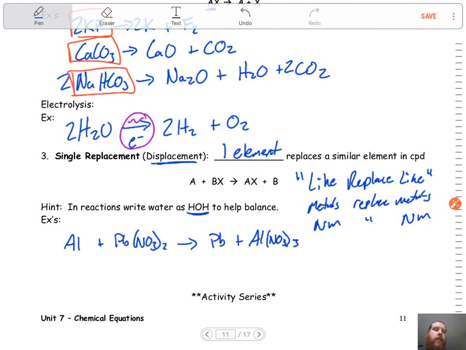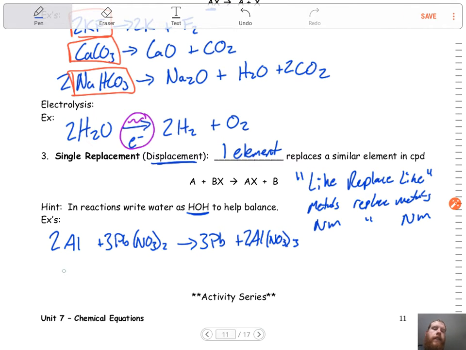Go through, balance that equation, make sure that it is balanced, right? You got to get that practice in, so pause the video and go and do it. When you balance it, you should have 2 moles of aluminum plus 3 moles of lead 2 nitrate yields 3 moles of lead plus 2 moles of aluminum nitrate.